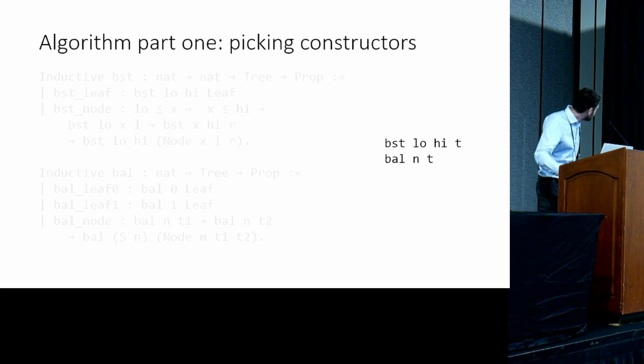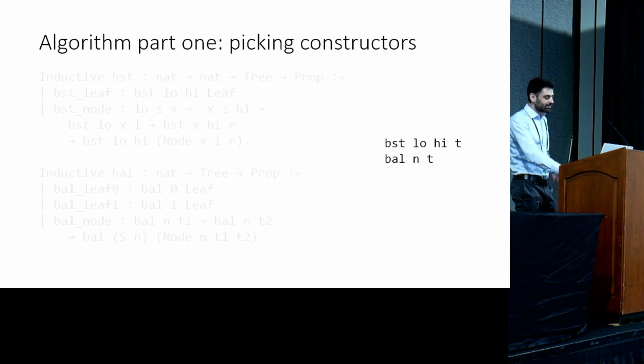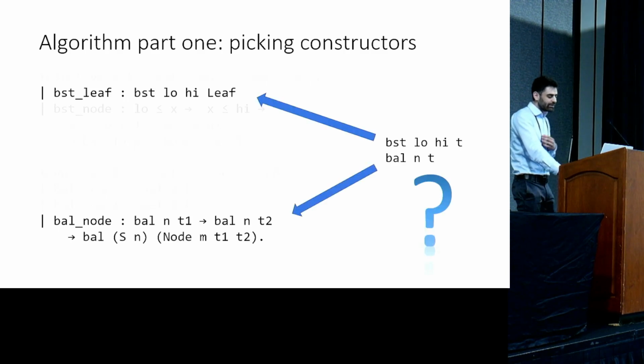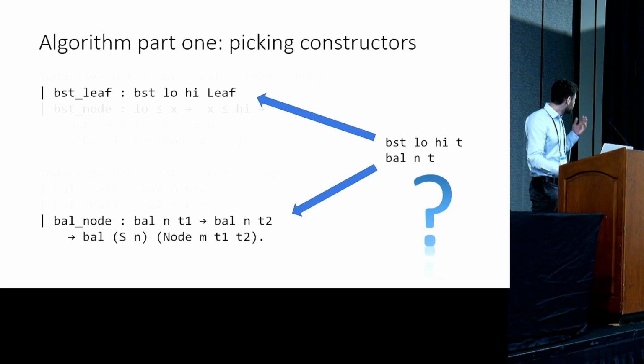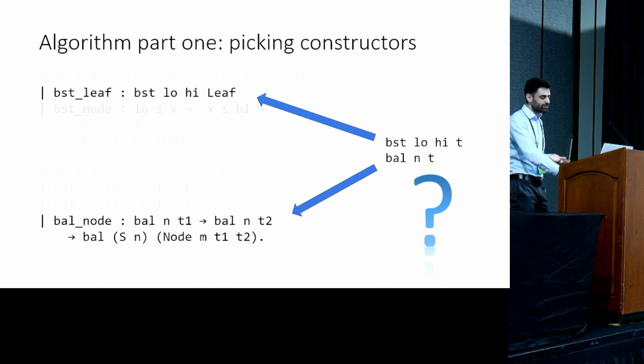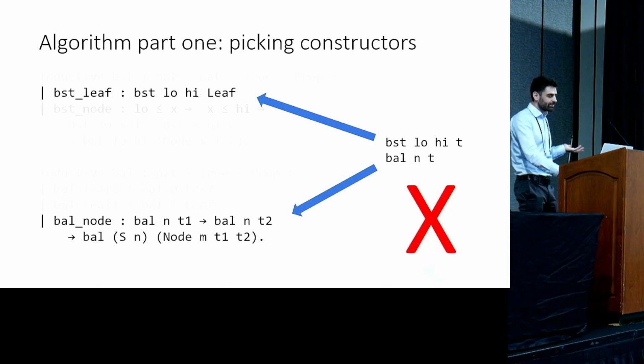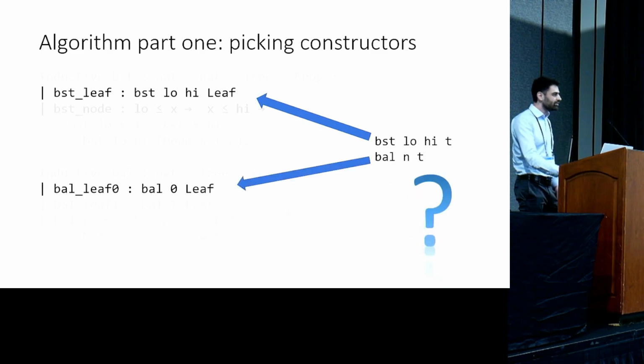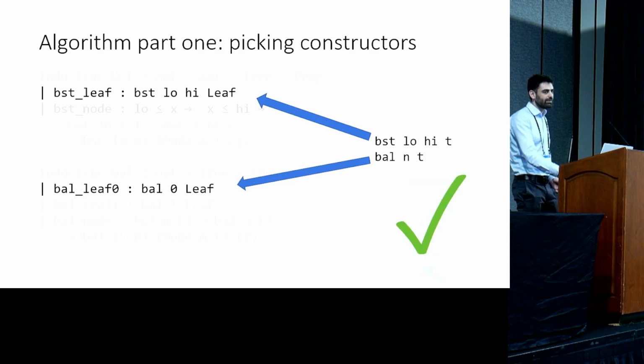So it might be kind of hard to see, but this is our BST and BAL relations again. So is it possible that if we have some tree T for which BST and BAL hold, that this pair of constructors, BST leaf and BAL node, could make them hold for that same tree T? Well, no, it's not possible, because leaf is not equal to node, so they can't create elements parameterized by the same tree. On the other hand, what about these two constructors, BST leaf and BAL leaf 0? Yes, they could, because they both make elements of their respective relations parameterized by leaf.